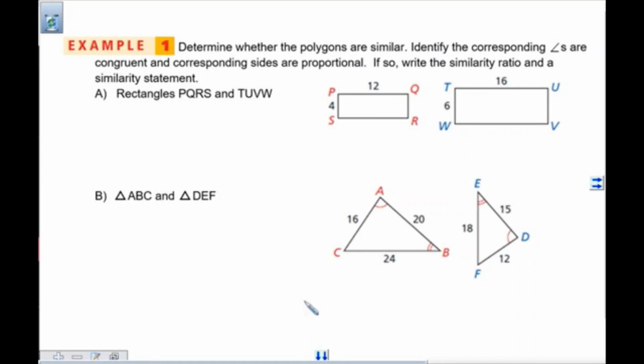Next up, we want to determine whether the polygons are similar. Then identify if the corresponding angles are congruent and corresponding sides are proportional. If they are, we want to write a similarity ratio and a similarity statement. So the first one, we have 2 rectangles. What do we know about the angles in all of the rectangles? They are 90 degrees. So I'm not going to list out which angles are congruent to which other angles. I'm just going to write that all of our angles are congruent because they're all right angles.